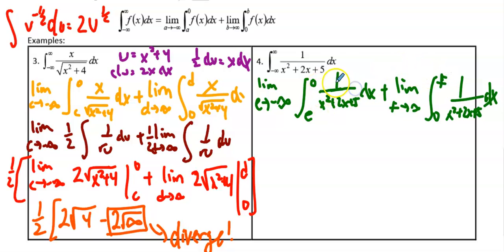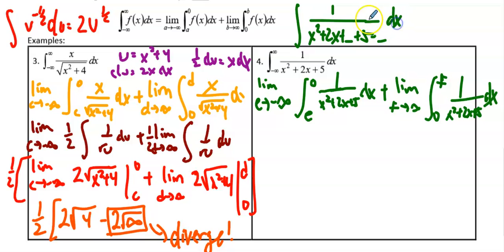So let's integrate this. Just like before, this is going to be a completion of the square. So if we integrate this problem, we're going to get 1 over x squared plus 2x plus blank plus 5 minus blank dx. So this is a problem where we have to complete the square. We're going to put a 1 here, and a 1 here. So we're left with the integral of 1 over x plus 1 squared plus 4 dx. We've talked about this before in the previous lesson. This is an arctangent problem.